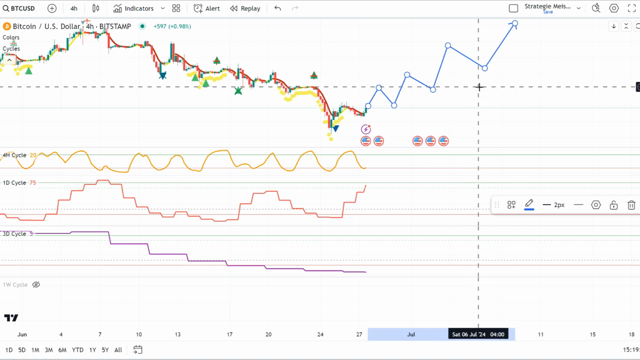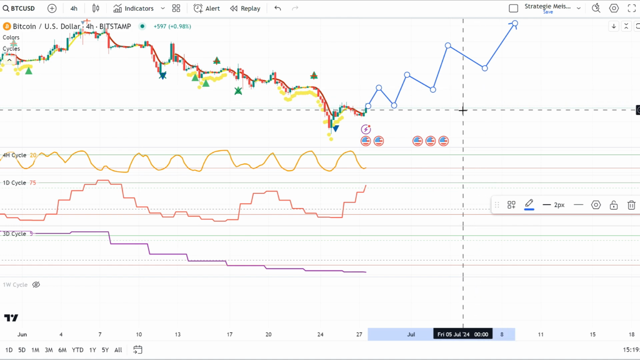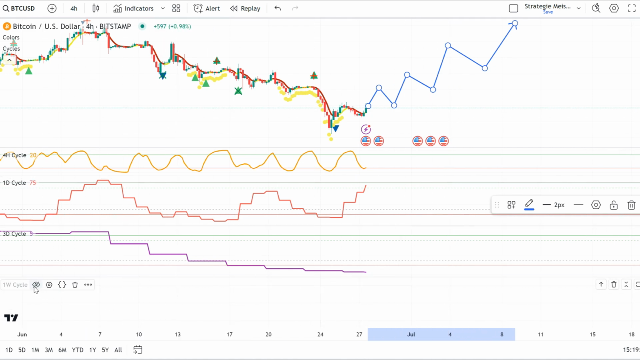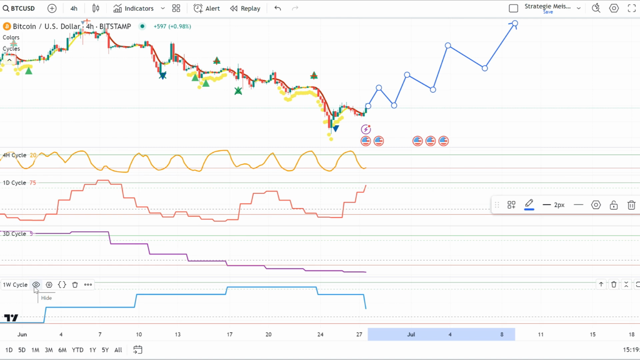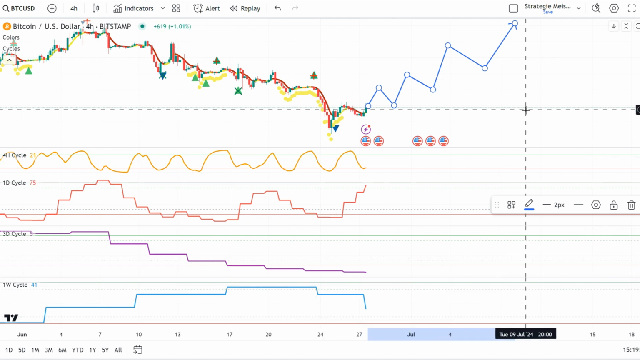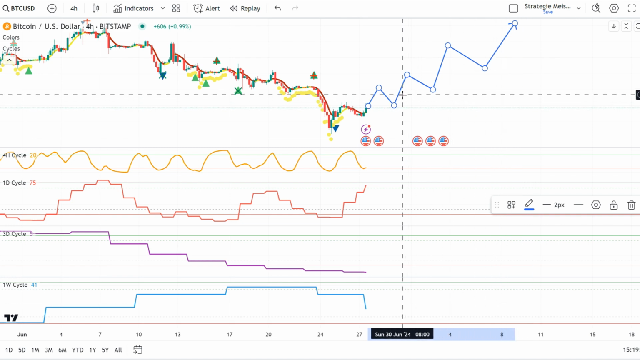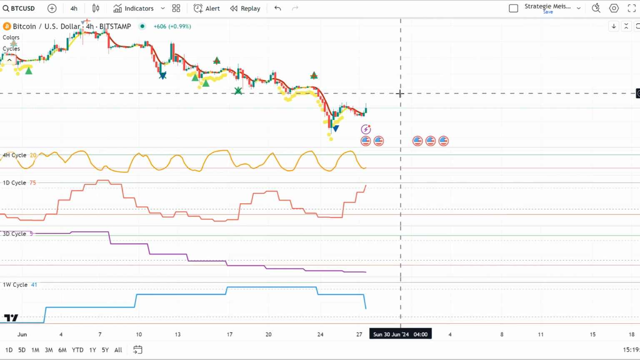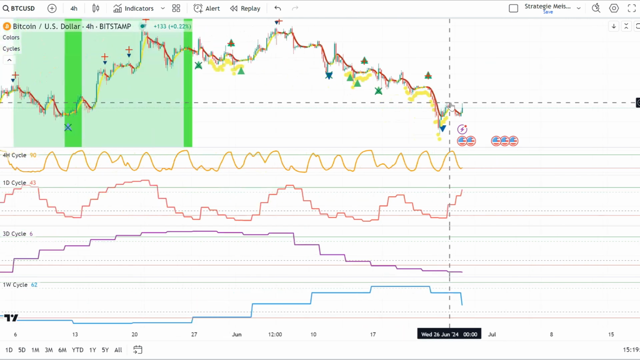However, there's still one cycle in place that we didn't talk about, and it's the weekly cycle. And it's the last cycle on my screen. So I'm going to the bottom of my screen and I'm clicking this box. And here we can see that the weekly cycle currently is dropping, indicating that it might not be the best opportunity to buy Bitcoin in the long term. Let me quickly delete this arrow right here and zoom out the chart once again.